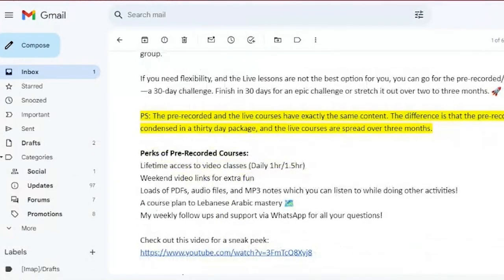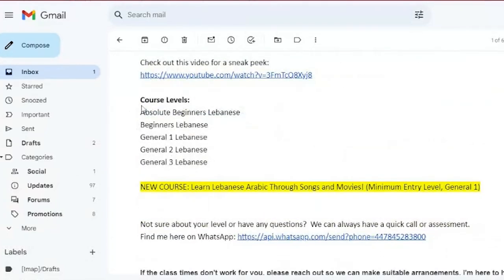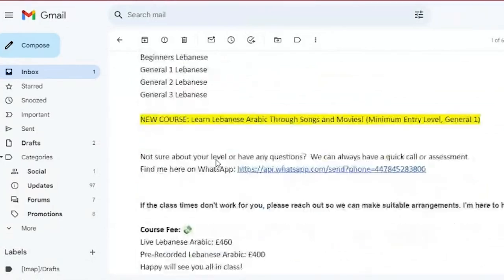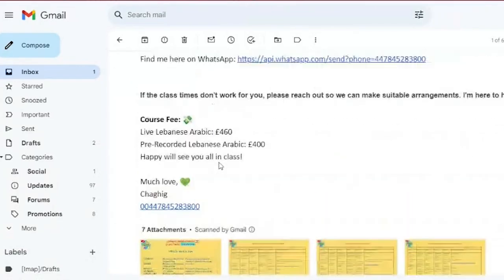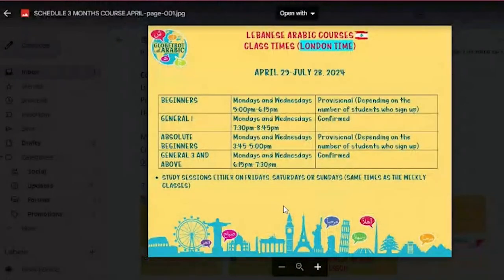Now she does have courses from complete beginner all the way up until high intermediate, and you can choose either between the live portion, which is £460, or you can opt for the pre-recorded 30-day courses divided by level, which are more like 400 pounds. I have not tried her out, but she is the same teacher that hosts Globetrot Arabic on YouTube.